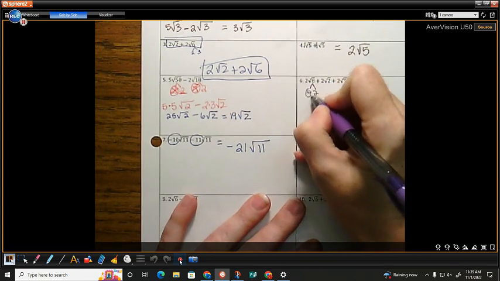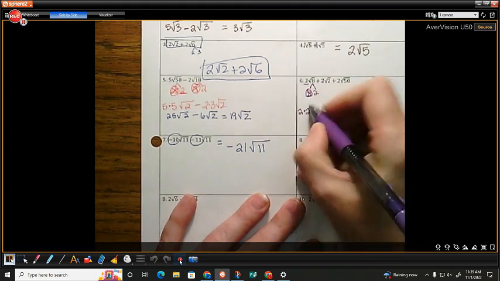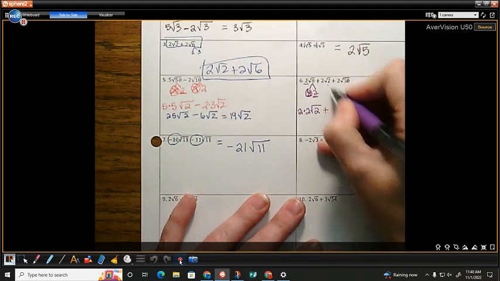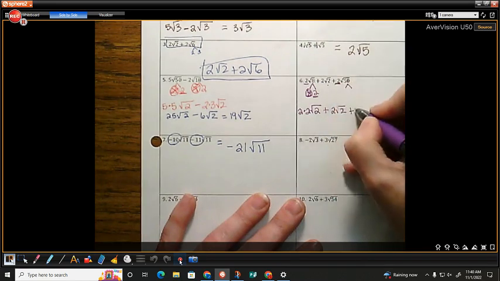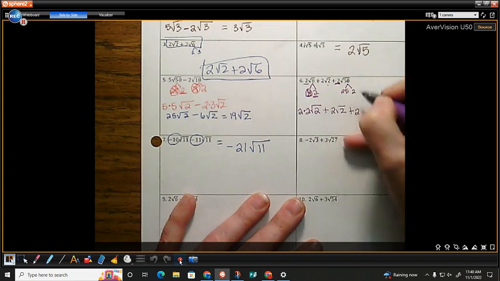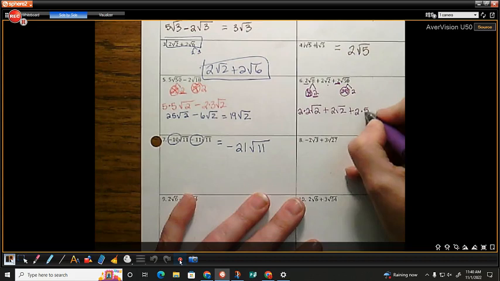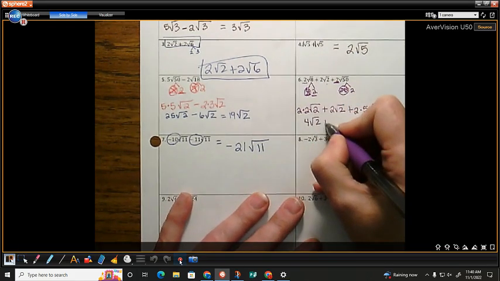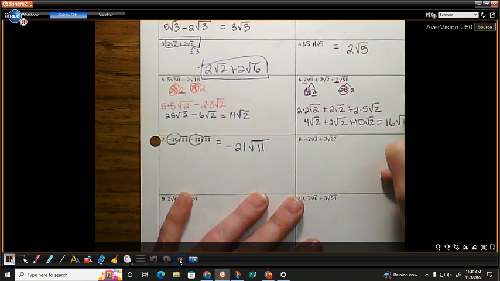So you come to number 6 here. 8 is 4 times 2, so this 2 outside gets this 2 outside as a friend, and this 2 stays inside. This guy is just going to be 2 root 2. And then this one's got a plus 2, but then I've got to simplify the root 50. So 25 and 2, y'all are just following along and checking as you go. The root of 25 is 5, and then you've got a root 2 there. So you end up with 4 root 2 plus 2 root 2 plus 10 root 2 equals 16 root 2.